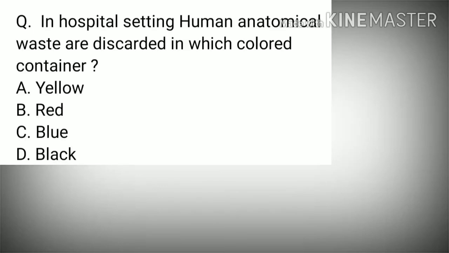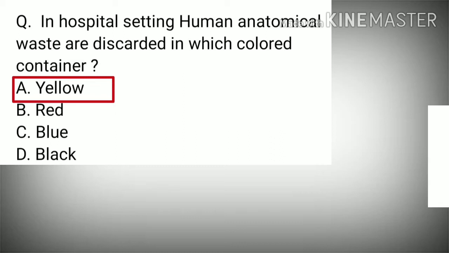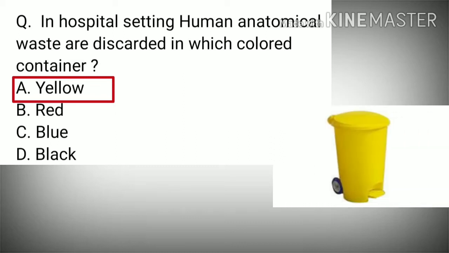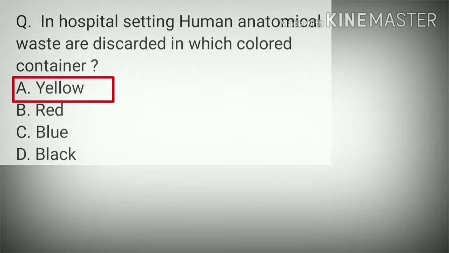In hospital settings, human anatomical waste is discarded in which colored container? A. Yellow, B. Red, C. Blue, D. Black. And the correct answer is A. Yellow. Yellow colored container is used for human anatomical waste, animal tissue, organs, placenta, body parts, fluids, blood bags, microbiological waste, etc.